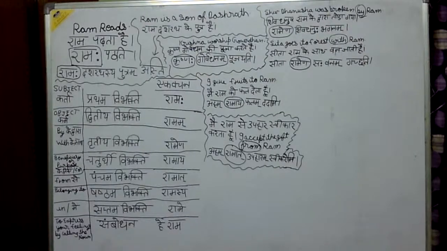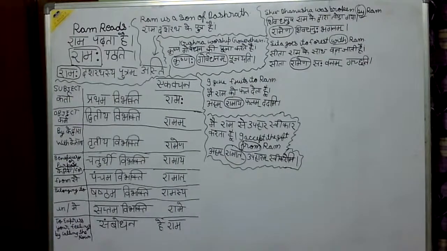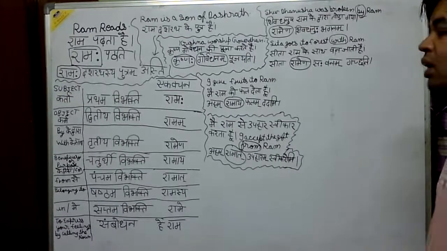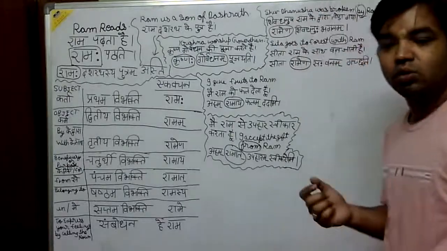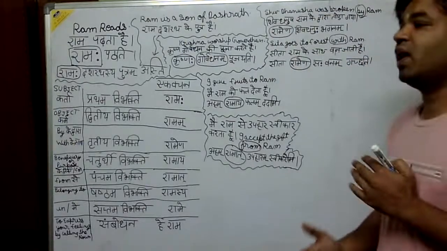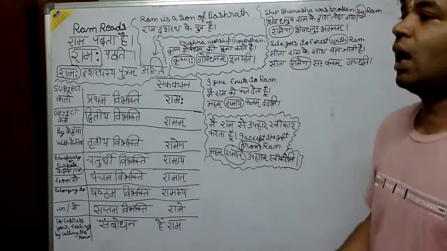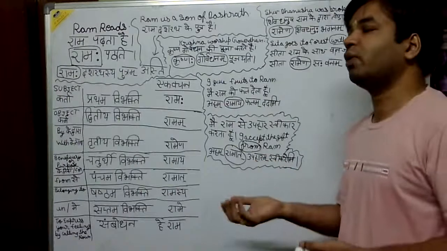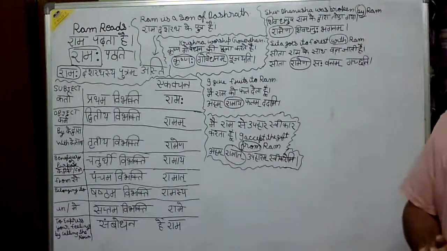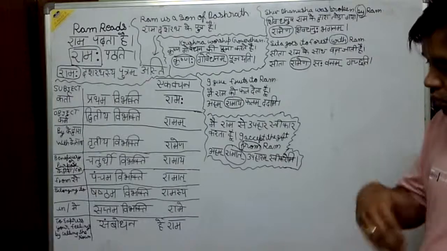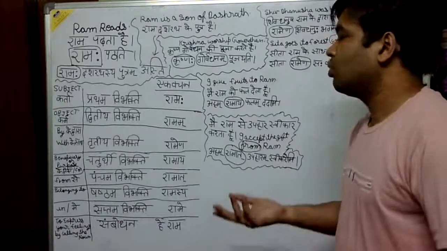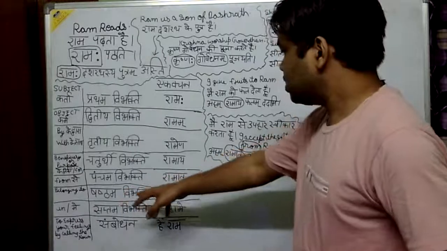Now comes the Shashthi Vibhakti. For what purpose is this Shashthi Vibhakti used? Please tell me, for what purpose we use the Shashthi Vibhakti? Yes, Shashthi Vibhakti is used whenever we have to define a relationship of one person with some other person, and not only the person, for the relationship of non-living things also. We use the Shashthi Vibhakti.